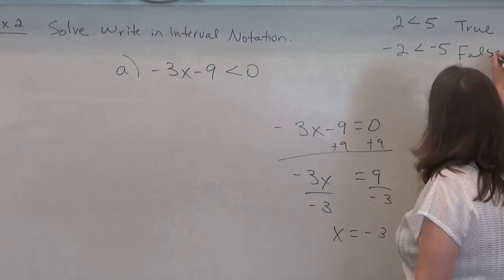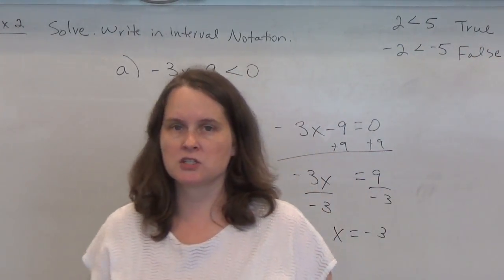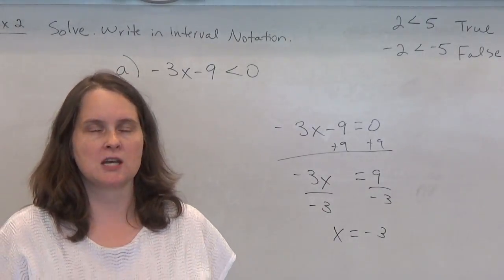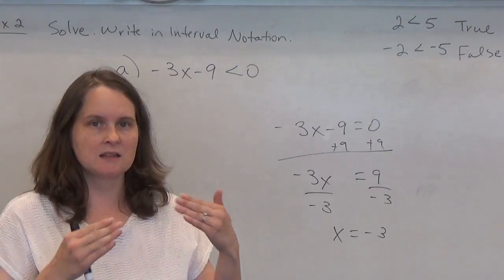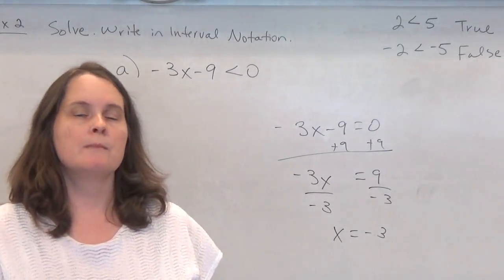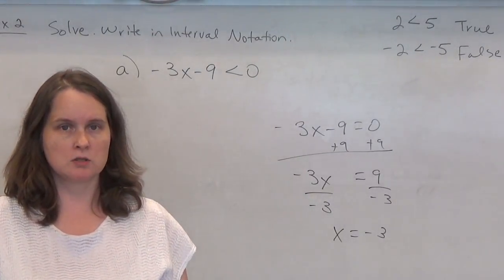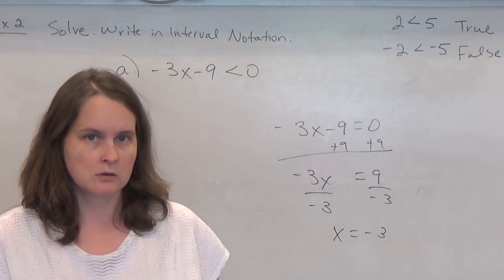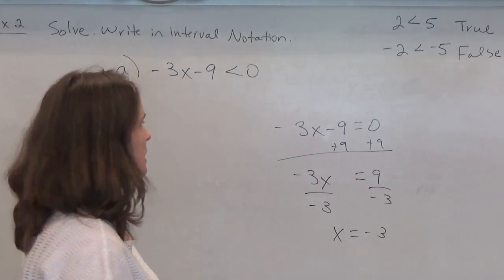So as you can see, multiplying or dividing both sides of an inequality by a negative changes the truth value of your original statement. So in order to maintain the truth of your inequality, make sure that you remember to flip the inequality symbol anytime that you multiply or divide by a negative number. Do whatever it takes to make sure you don't forget.